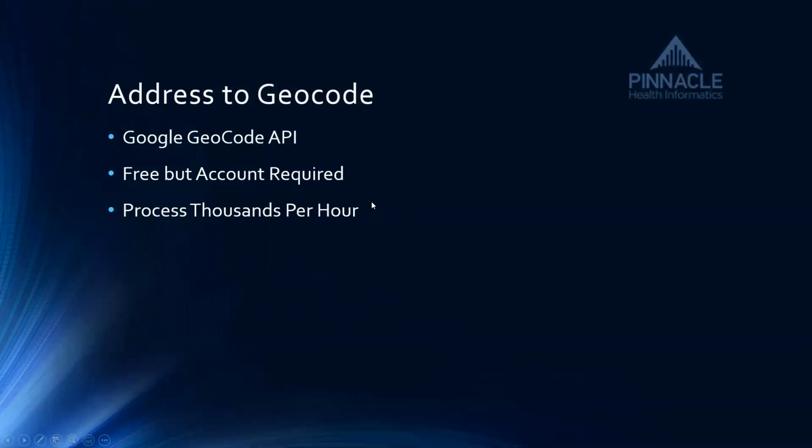We have typically liked to use the Google Geocode API, and so we can do thousands of addresses at a time, and we're not limited by any sort of limitation on how many we can look up in real time through the Power BI service. That's a free service, but you have to have an account. And you can literally do thousands per hour. They do have some that cost money, but the basic geocoding API is free.